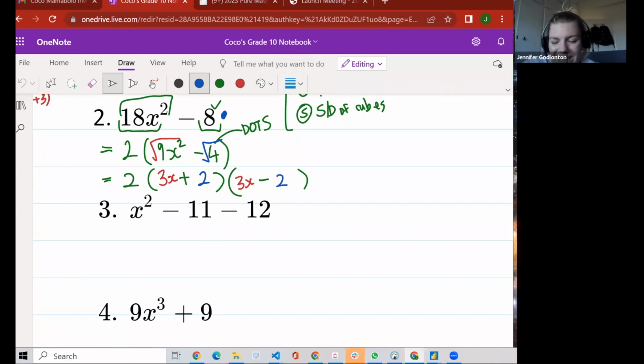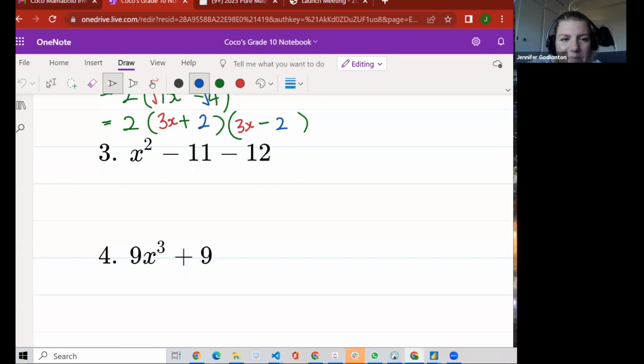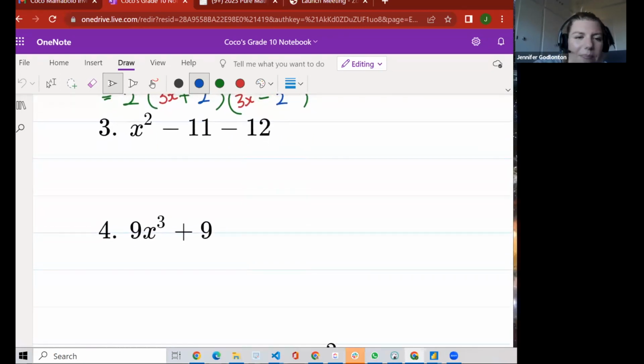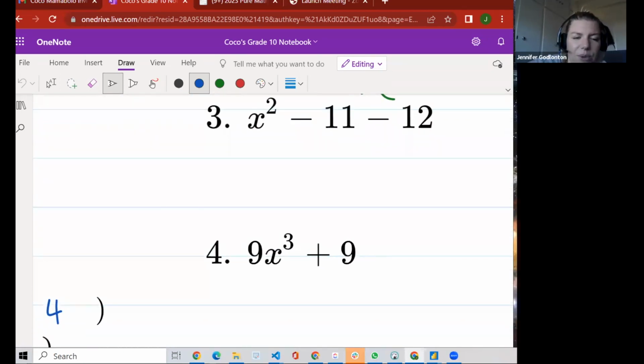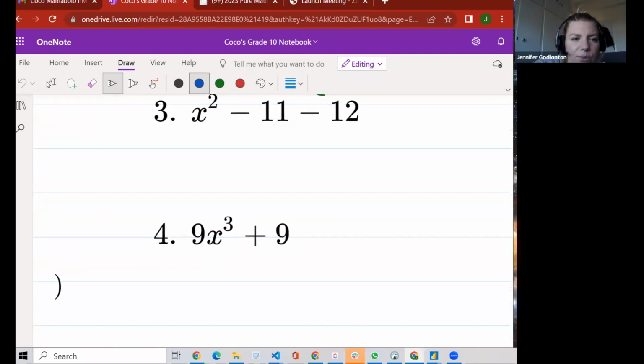Okay, let's have a look at number 3. So number 3, I'm going to do it the old way, the way that we did in grade 9, just to not confuse anyone, and then we're going to work with our crisscross after this one. These are our last 2 questions. We're not going to do 5. We're just going to do these 4.